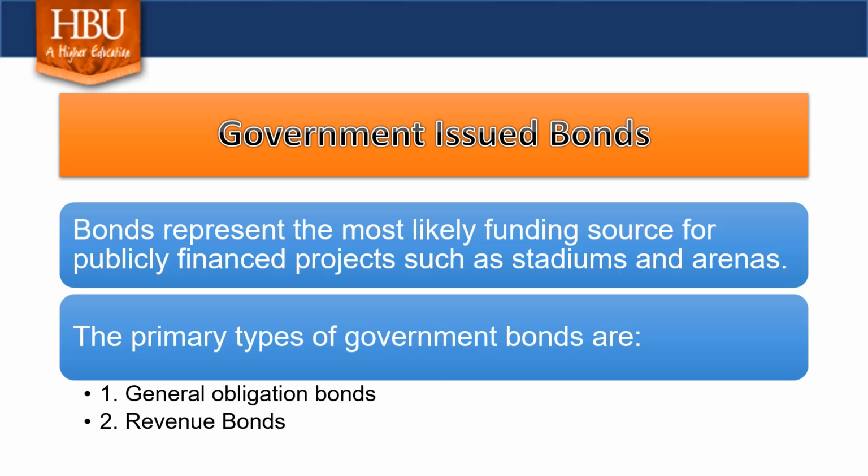In the world of sport, government-issued bonds typically represent the most likely funding source for publicly financing projects such as stadiums and arenas. The primary types of government bonds are general obligation bonds and revenue bonds.